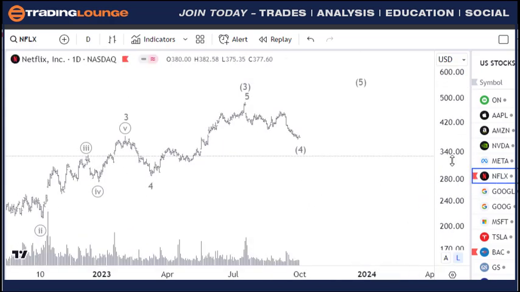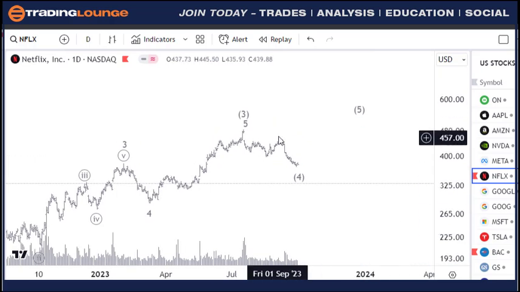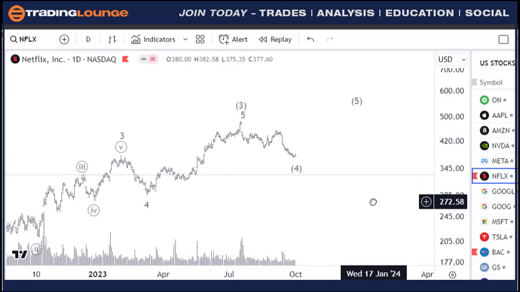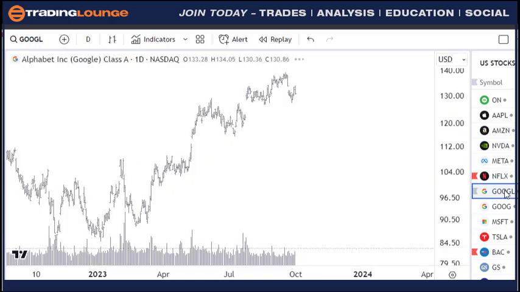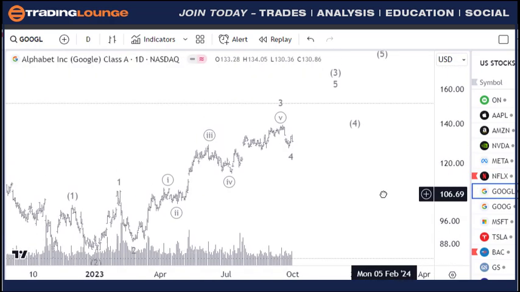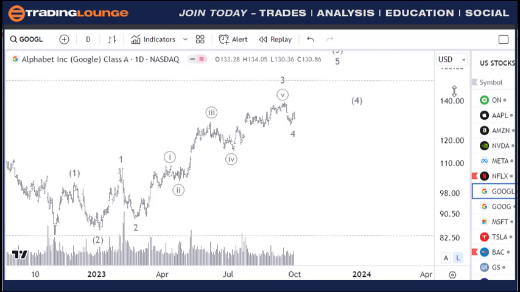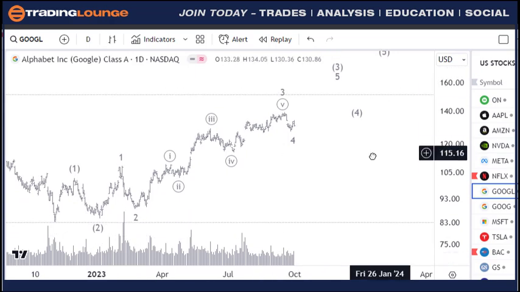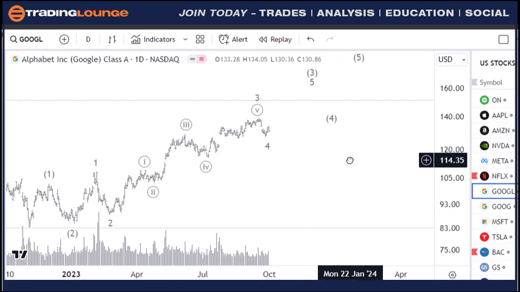Netflix is the same as well. We've been looking at this as an ABC. I just got to lift it up one more degree. Google, this is Google with an L on the end, the Alphabet one, and this is how we've had it here, which is quite nice. I like it a lot.